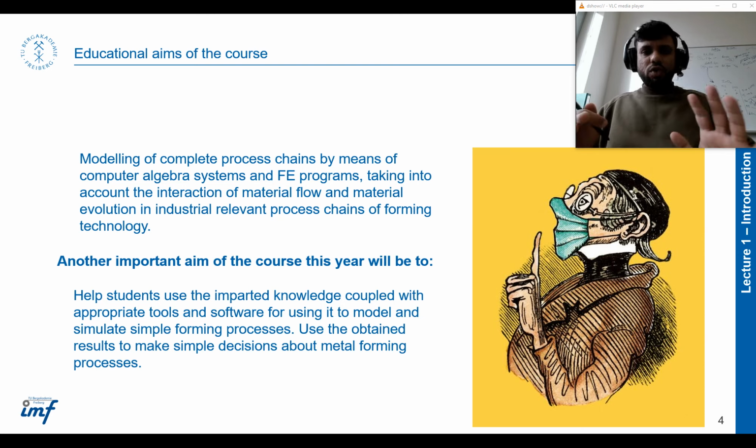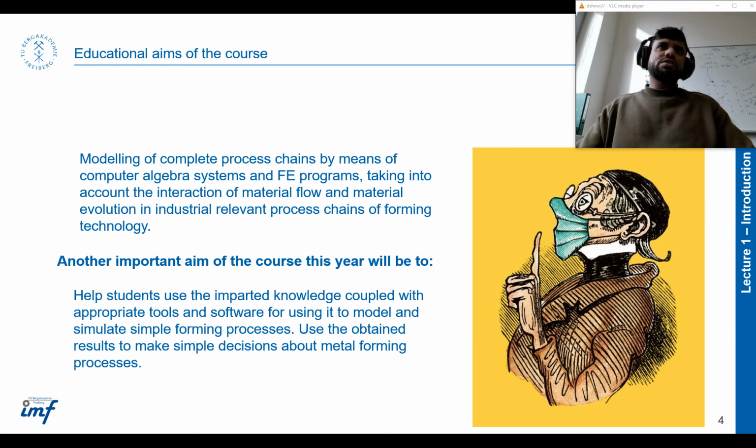The overall course basically is designed to help students learn the modeling of complete process chains by means of computer algebra systems and finite element programs, taking into account the interaction of material flow and material evolution, industry relevant process chains of forming technology. So that is the educational aim of this course.